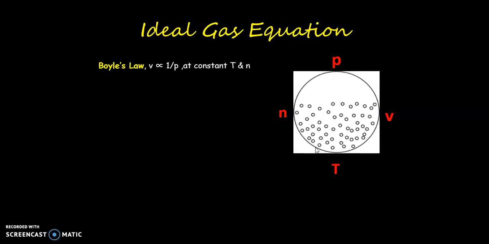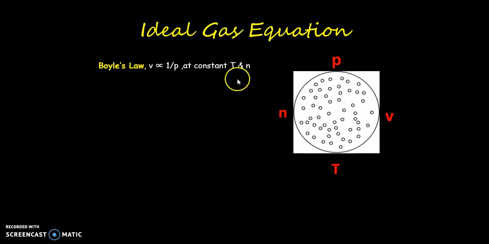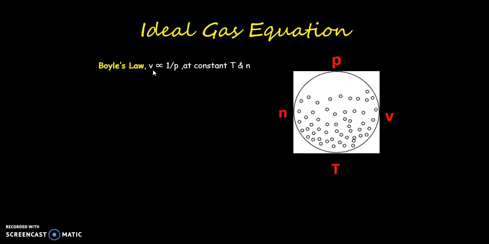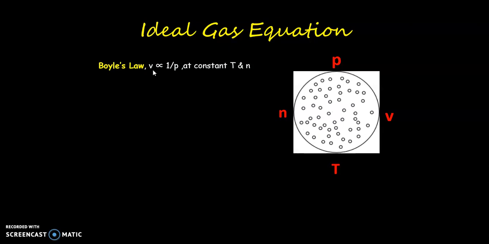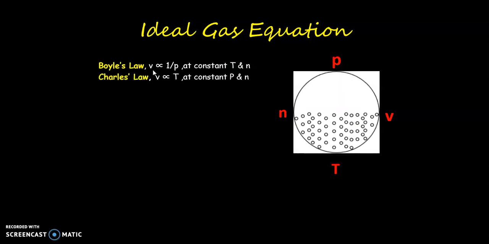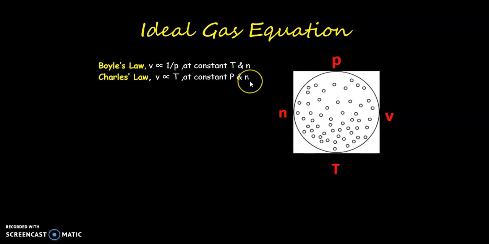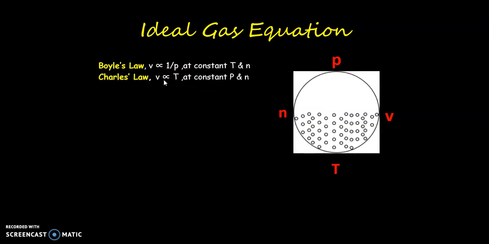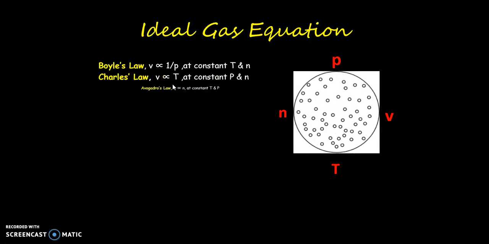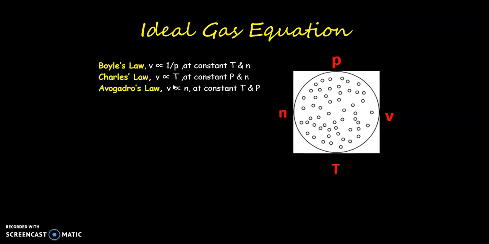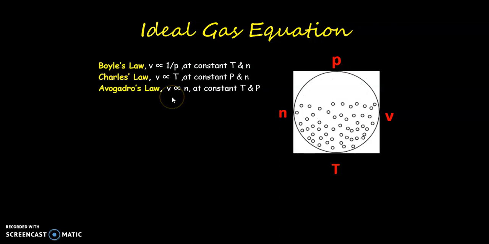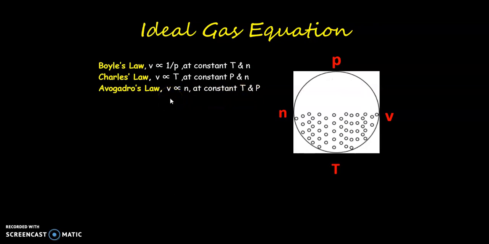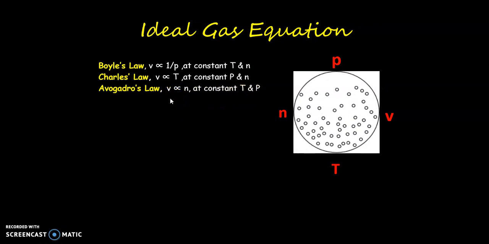According to Boyle's law, at constant number of moles and temperature, the volume is inversely proportional to pressure. By Charles' law, at constant number of moles and pressure, volume is directly proportional to temperature, and by Avogadro's law, at constant temperature and pressure, volume is proportional to the number of moles of gas.